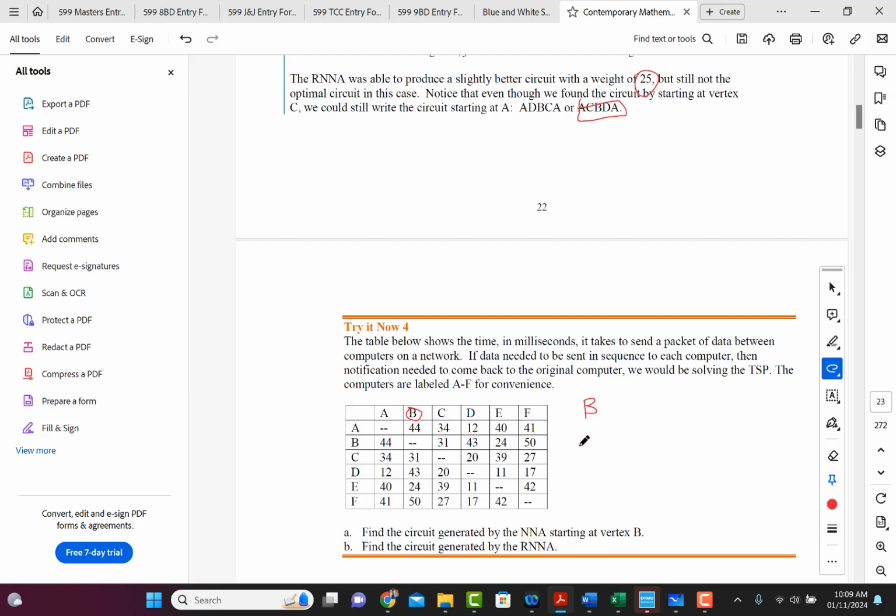Okay. Now, at B, we want to find the cheapest route. Obviously, we're not going to go back to B. We're already at B. So we either need to go to A, C, D, E, or F. So we want to choose the cheapest route. So the cheapest route here is going to be 24. Okay, so that means we're going to go from B to E.